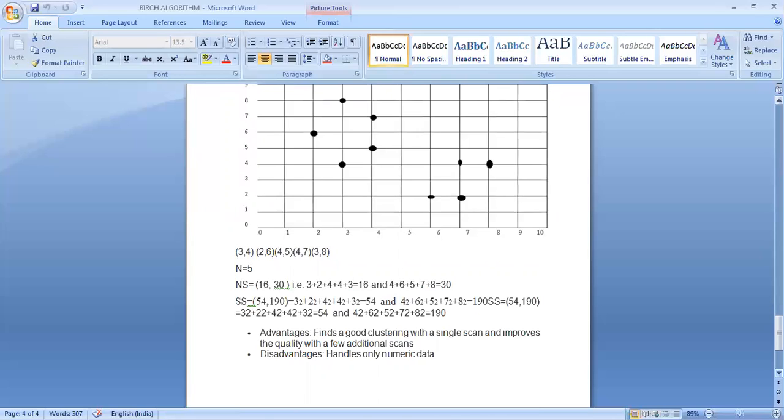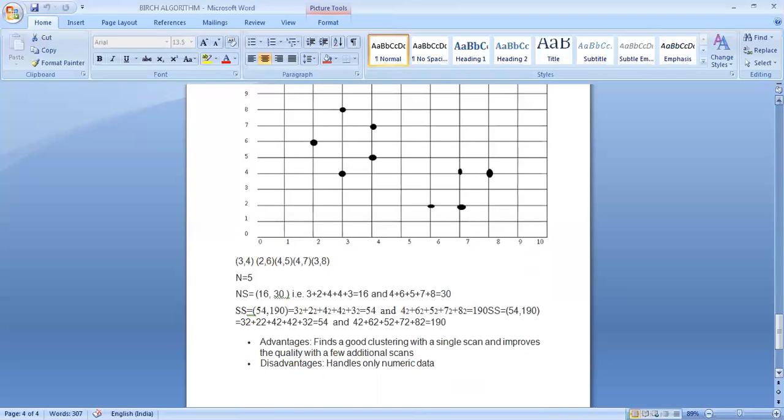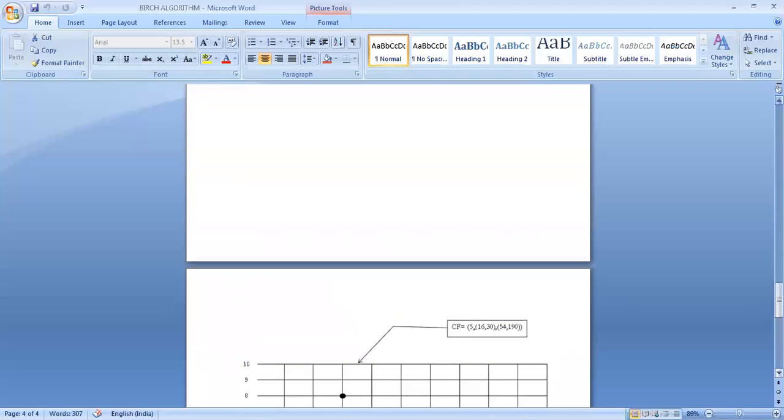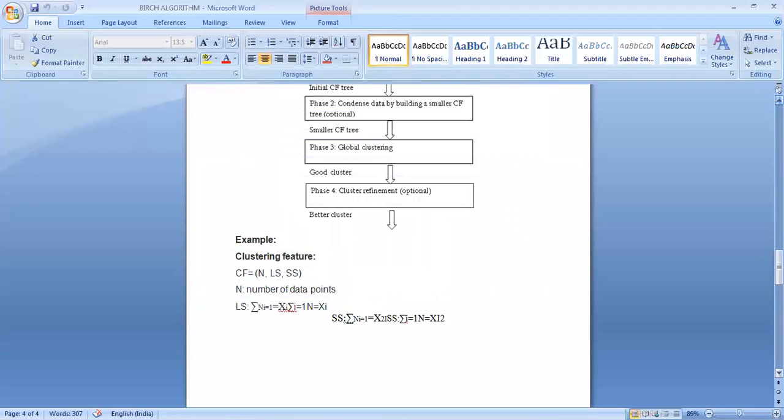The advantage of this BIRCH algorithm is that it is a very good clustering technique which in a single pass can improve the quality of the clusters, and the disadvantage is that it can handle only numeric data. So that's all about our BIRCH algorithm. In the next lecture, I shall discuss the CURE algorithm.